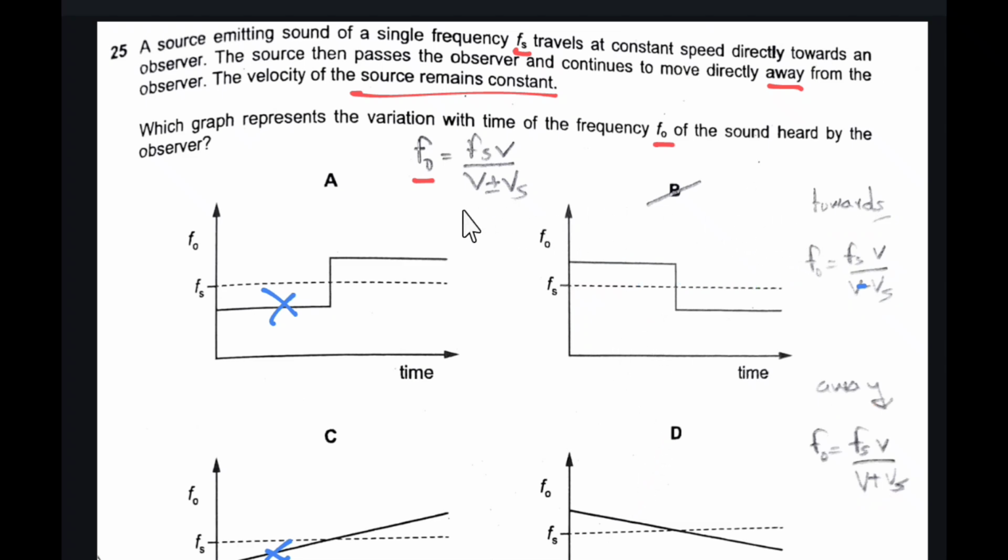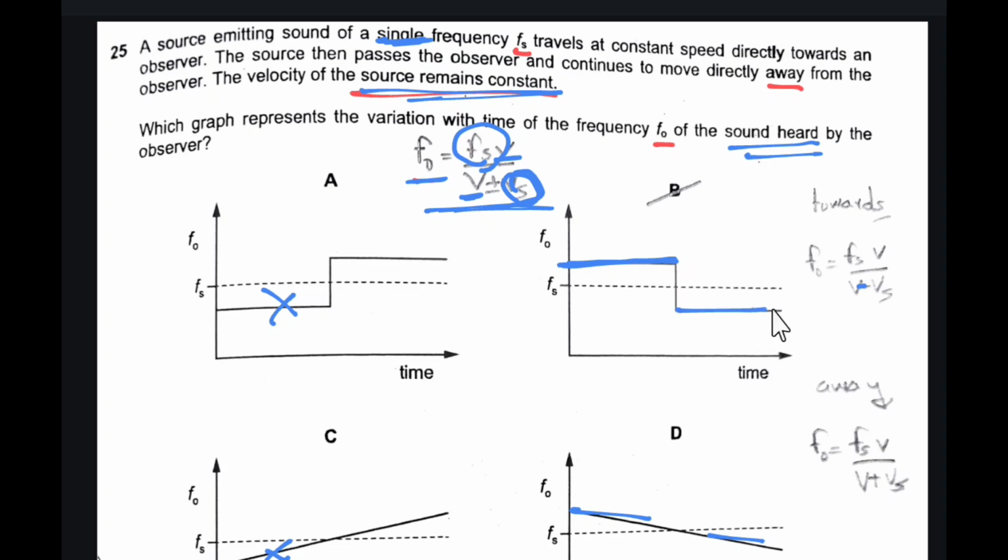By using these equations, we can see that the velocity of the source is constant, so this value is constant. And the speed of sound is obviously constant, that is V is constant. The frequency of the source is also the same, because it is mentioned that it is a single frequency. So as all the things are constant, FO would be constant, thus it would be a constant straight line, and nothing is increasing or decreasing.